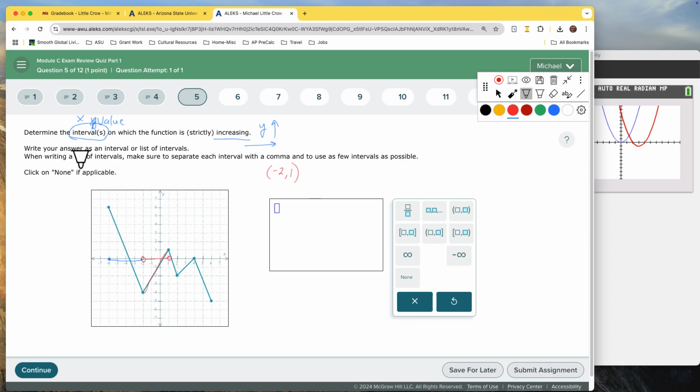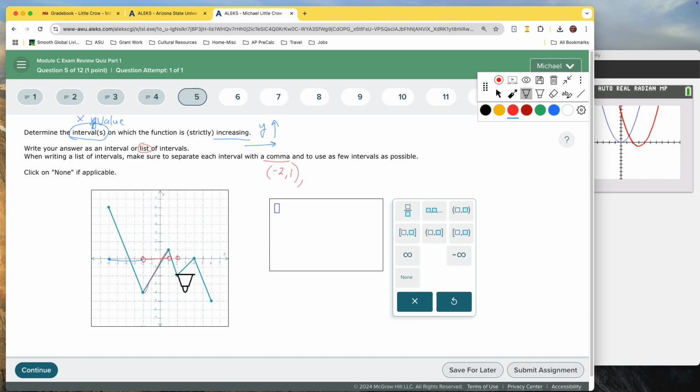we use parentheses. Write your answer as an interval or list of intervals. When writing a list of intervals, make sure to separate each interval with a comma. And it's important, if we don't have our comma there, if there's another one, then Alex is going to mark it as wrong. And then use as few intervals as possible. Now, that means I could have gone from -2 to -1, and then -1 to 0, and 0 to 1. I could have broken this up into 3 intervals, but what they're just saying is give me the big interval.